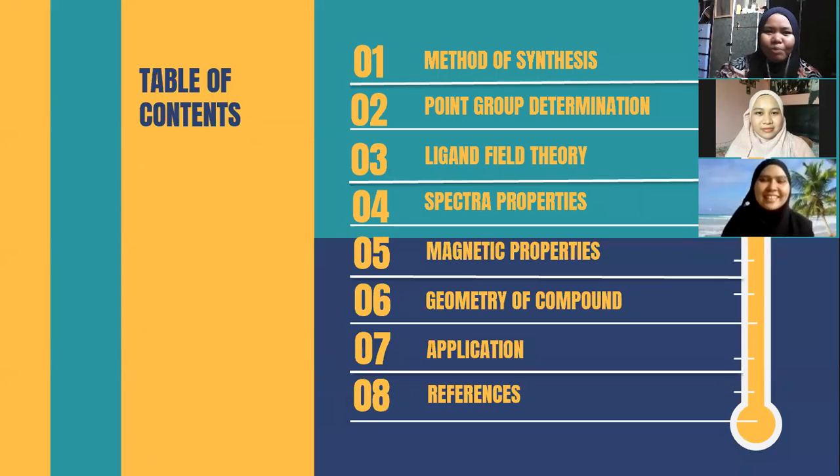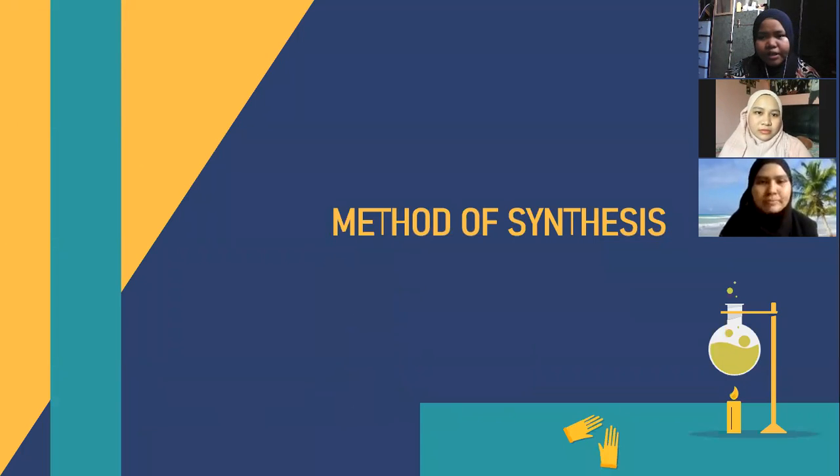Next, we proceed with the table of contents. We will start our presentation with the method of synthesis, continue with the point group information, ligand field theory, spectral properties, magnetic properties, geometry of the compound, application, and the last one is the references. So Aisha will start the presentation with the method of synthesis.